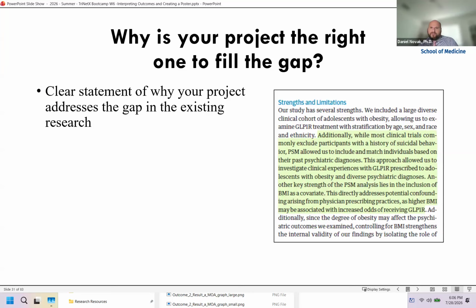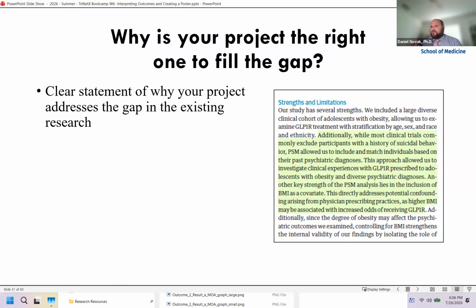And then they also are very clear about why their project is the right one to fill that gap. While most clinical trials commonly exclude participants with a history of suicidal behavior, which is part of randomized controlled trials, right? That's a potential confounder, right?